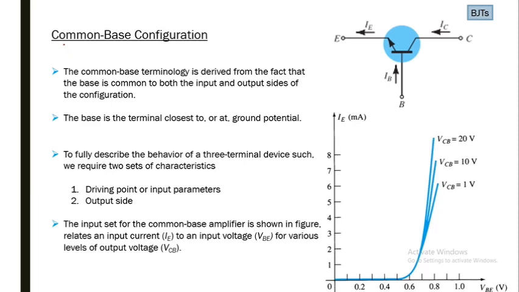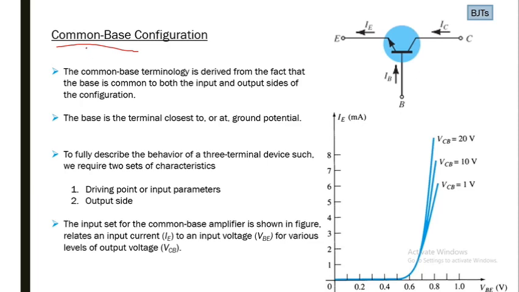Now we can bias a BJT transistor in different biasing configurations. We have three terminals, so there are three different combinations in which we can bias the transistor. The first one is common base configuration, the second one is common emitter configuration, and the third one is common collector configuration. What does common mean here? Common means we have that terminal common between input and output section.